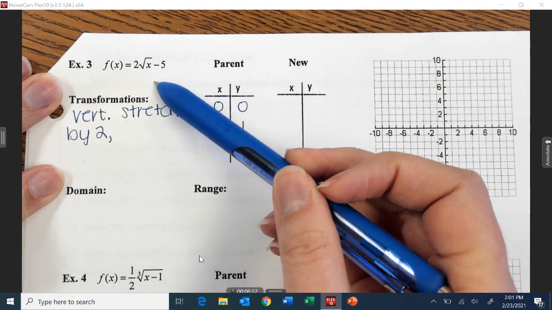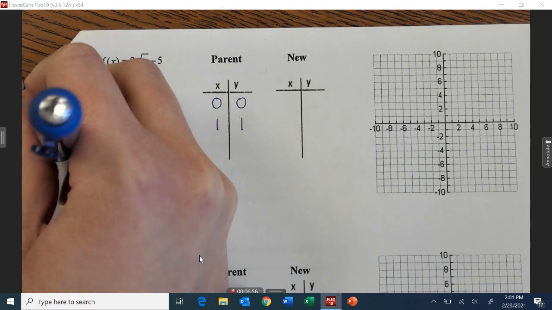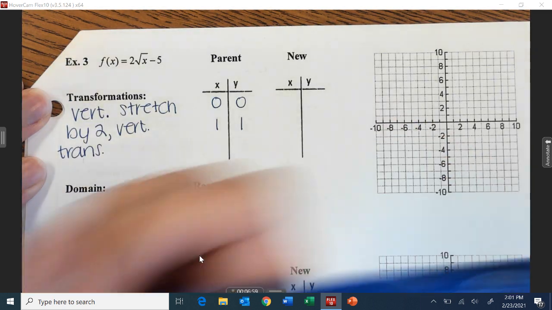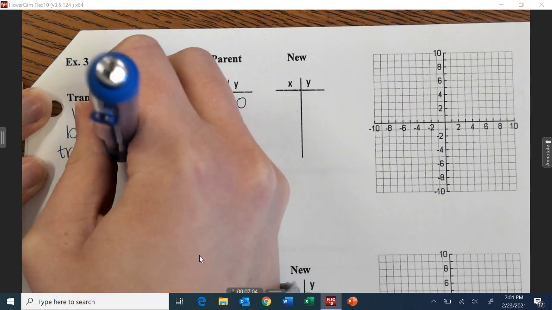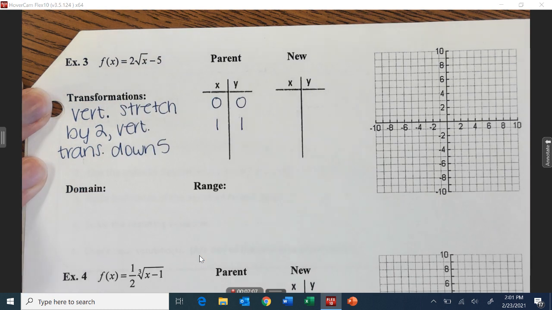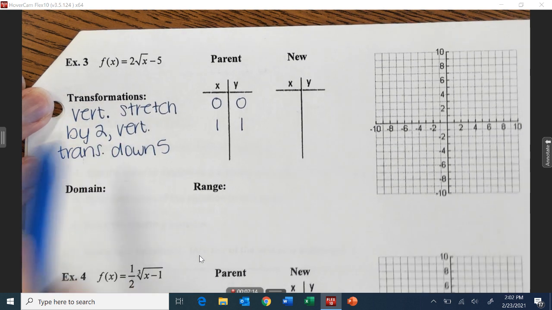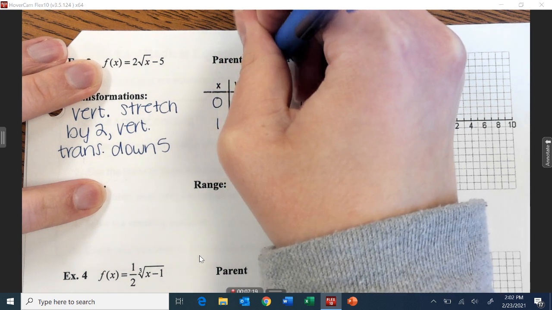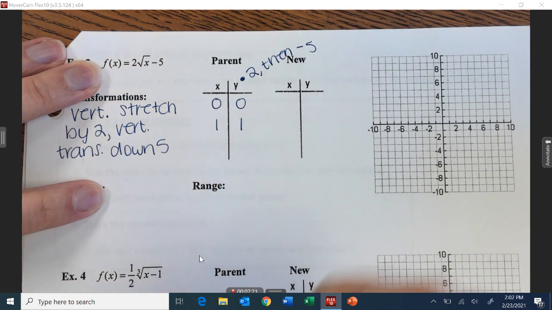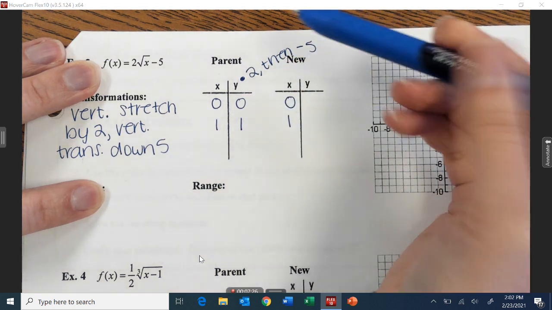Minus 5 is on the outside. We know outside is vertical. And once again, it's what we expect, so minus 5, we're going to be moving down 5. Because both are vertical, both are going to be done to the y's. Remember, we want to stretch before we translate, because we multiply before we add. So to the y's, I'm going to multiply by 2, then subtract 5. X values stay as 0 and 1.